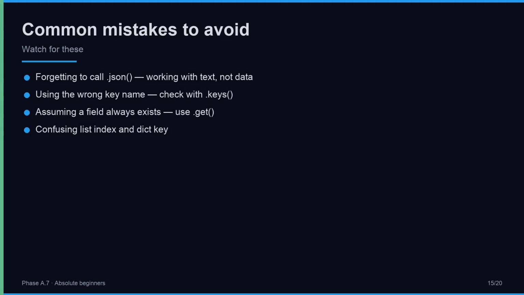A few mistakes trip up every beginner. First, forgetting to call .json() and trying to index the raw text. That gives confusing errors because text does not support key lookup. Second, using the wrong key name. If you get a KeyError, print data.keys() to see what is actually there. Third, assuming a field always exists. Real APIs sometimes omit optional fields, so use .get with a default when you are unsure. Fourth, confusing list indexes and dict keys. Lists take integers, dictionaries take strings.